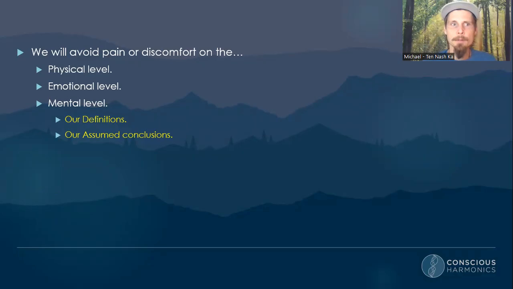Then, of course, there's the mental level of how we avoid pain or discomfort. And this can be our definitions, how we define certain things, or our assumed conclusions. So, when we gather information in our world about a certain situation or circumstance, a lot of the time, again, we're humans, we don't want to use up brain power. So we're often lazy when it comes to finding or looking into information. And we make assumptions with very limited information because when we're asking too many questions, it's a lot of work, right? Our brain has to process a whole bunch of information, and we want to avoid that. We want to conserve energy.